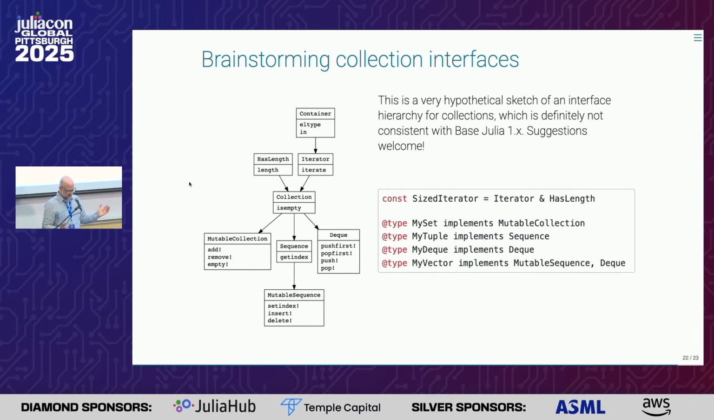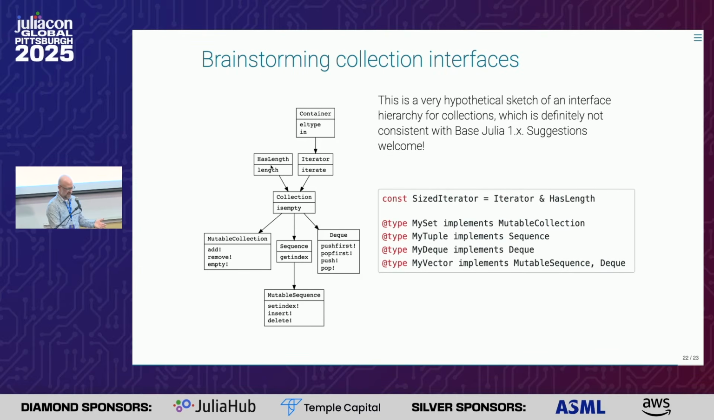This is just a very hypothetical slide. I like to think about potential ways of organizing a hierarchy of collection interfaces with the additional help of having multiple inheritance. So this is very, very hypothetical, just a sketch, and it's definitely not consistent with base Julia 1.x. So any suggestions are very welcome, but the basic idea you can see here. At the very top, I've actually got a container interface, which just has the methods ltype and in. Then the iterator interface in this hypothetical sketch actually extends the container interface.